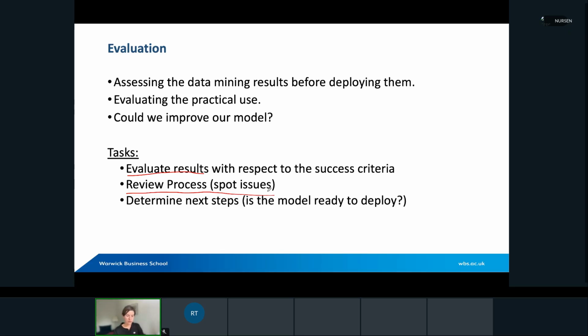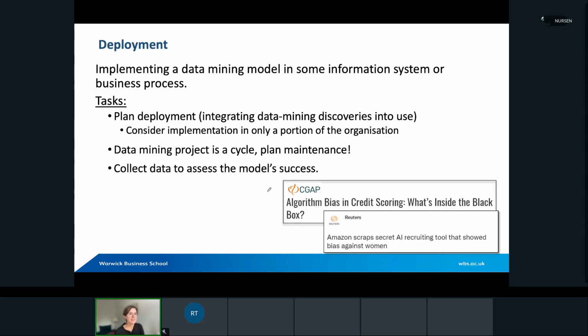And yeah, before finalizing the lecture, I would like to discuss deployment, and then we will continue during the workshop. So deployment is the last step, where we implement the data mining model in some information system, or we can directly implement it in the business process. So deployment is the last stage. We don't directly implement the model and use it. We actually first need to plan deployment. Since this is a huge change for the business itself, you can't directly change the whole system.